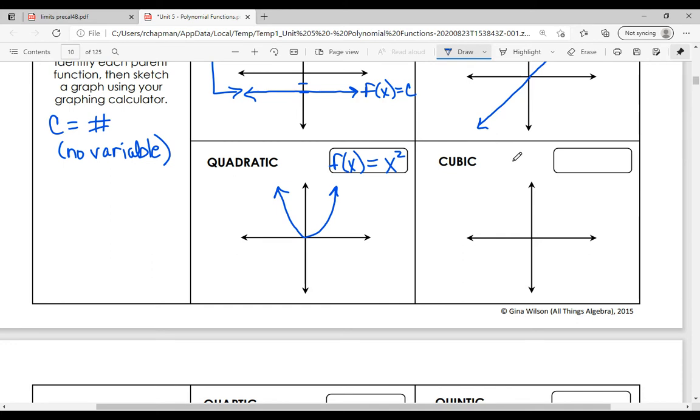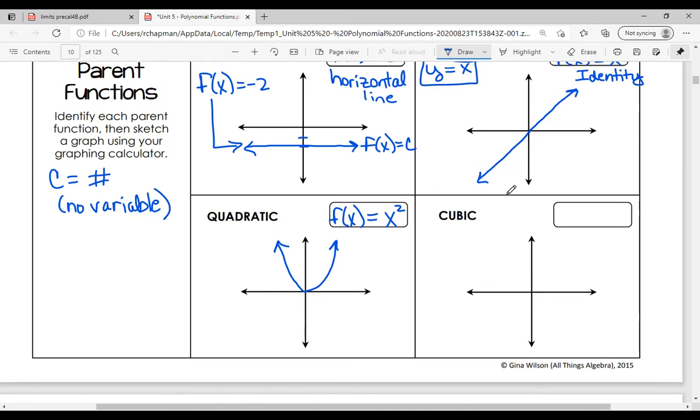Now, a cubic function. Notice that all of these have infinity arrows on each end of their graphs. Infinity arrow, here, here. I've got 2 infinity arrows here. A cubic graph is an x cubed, meaning the largest degree or exponent you have is an x cubed. Now, typically an x cubed graph looks like this. That's what an x cubed graph looks like.